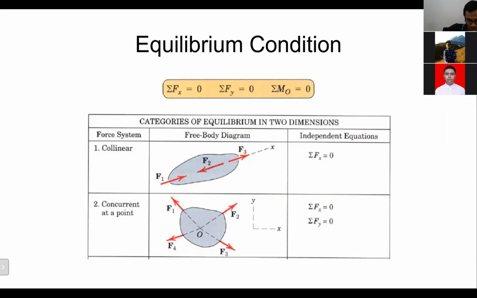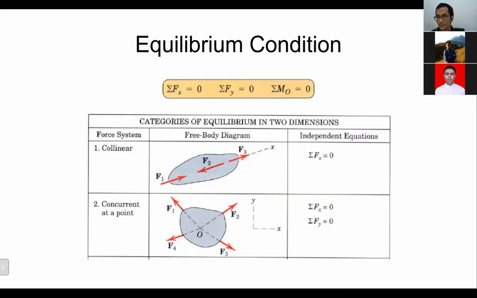When the total forces and the moment acting upon a body is zero. Yeah, correct. When the total force and the total moment acting on a body is equal to zero. That's the equilibrium condition.